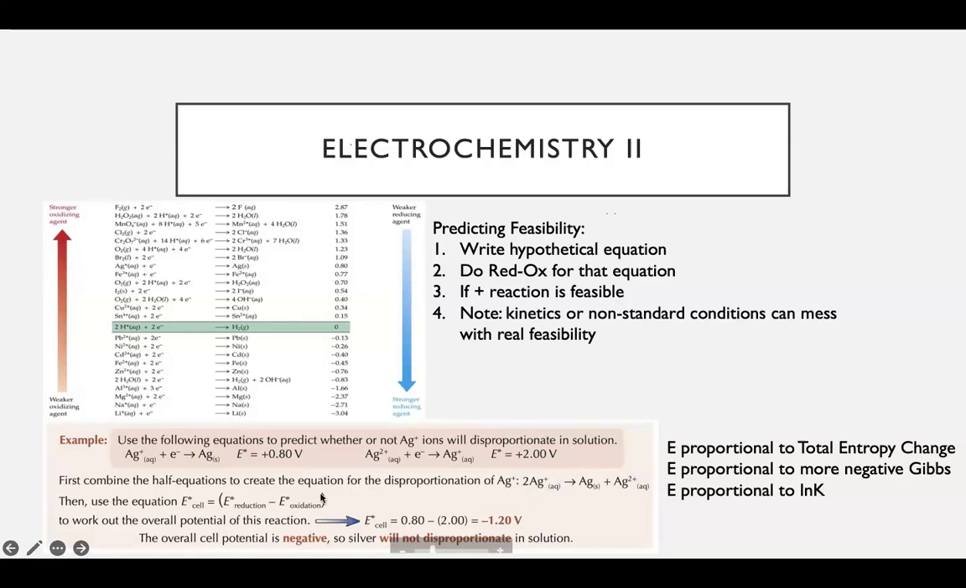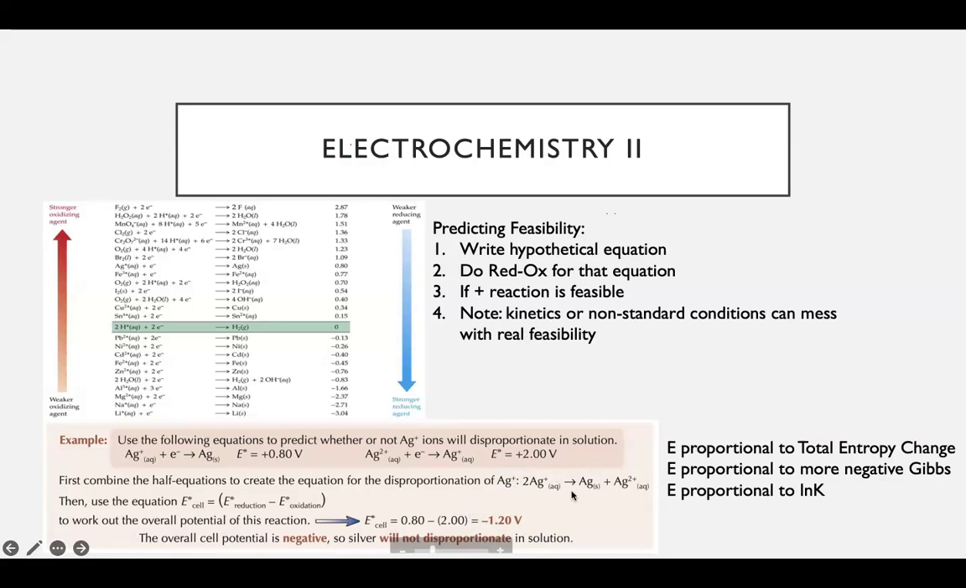Next step is quite simple, actually. We want to do the E naught for the reduction part of this equation minus the E naught for the oxidation part. The reduction part is the one on the left. The oxidation part is the one on the right. So just remember red minus ox, reduction minus oxidation. That's going to be 0.8 minus 2, which gives you minus 1.2 volts. The fact that it's negative implies that this is impossible. This would never actually happen.